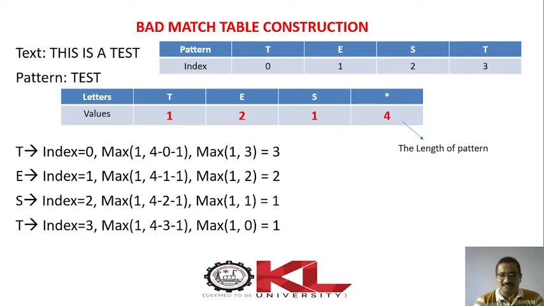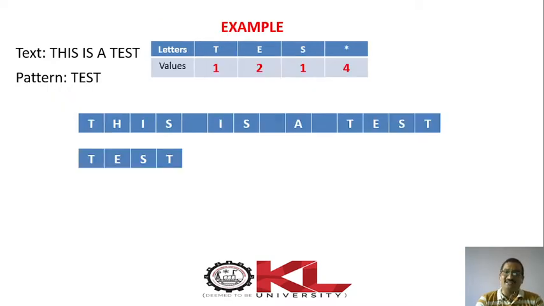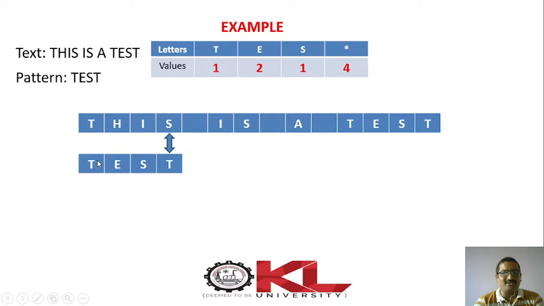Exactly. Now we have completed the bad match table. Then we look at the example, to check whether the pattern exists in the given string or not. As we know, after constructing the bad match table, this is the text, our string, and this is the pattern. Now what is the first step we have to do?